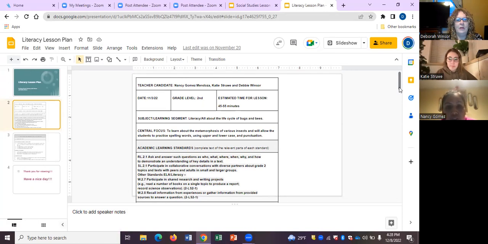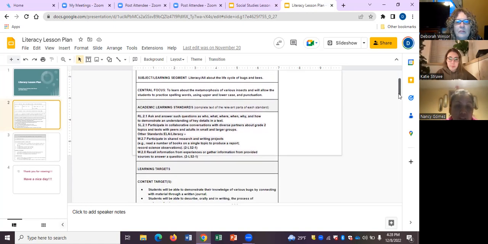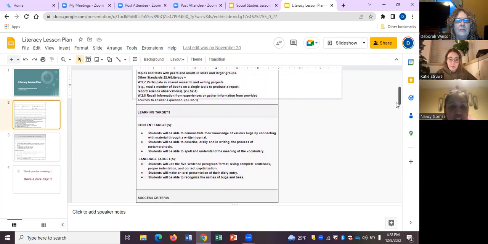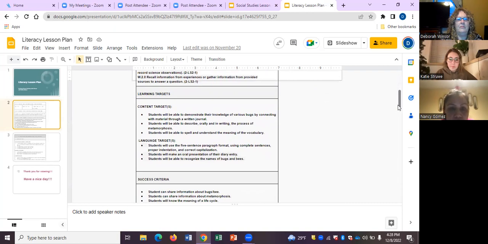The central focus is to learn about the metamorphosis of various insects, and to allow students to practice spelling words using upper and lowercase letters and punctuation. Academic learning standards are listed right there, so you can read them a little bit. The learning target is the content target: the students will be able to demonstrate their knowledge of various bugs and connect with material through a writing journal.